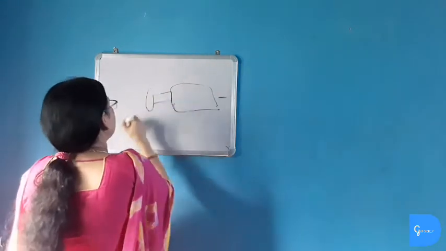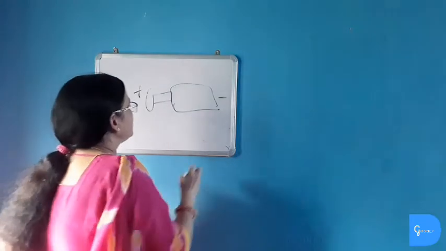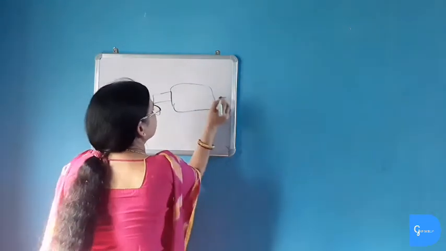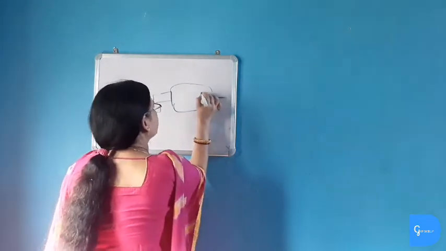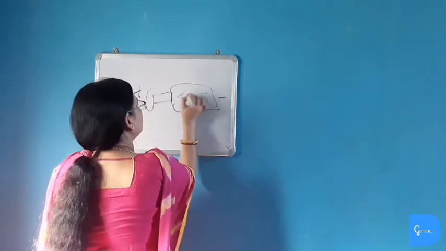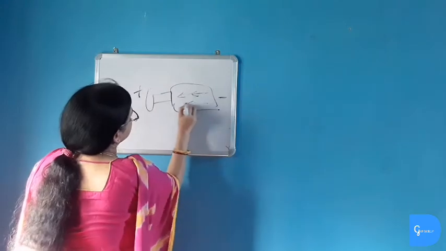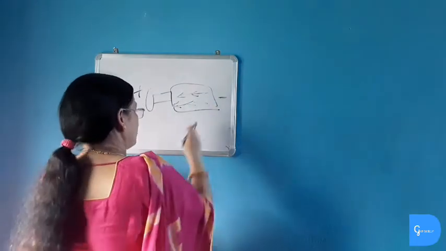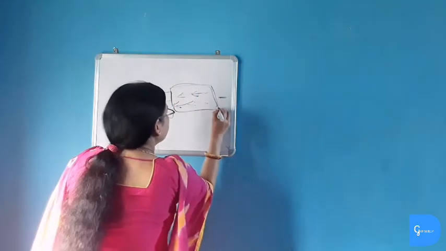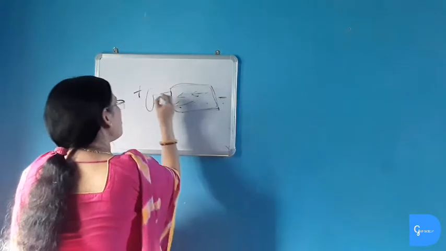This is the negative terminal and this is the positive terminal. We know inside the battery a chemical reaction is taking place. So electrons flow from the negative terminal to the positive terminal. Inside the battery, the direction of electricity is from negative terminal to positive terminal.